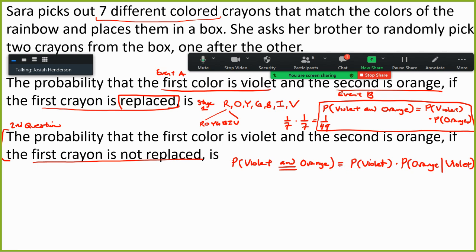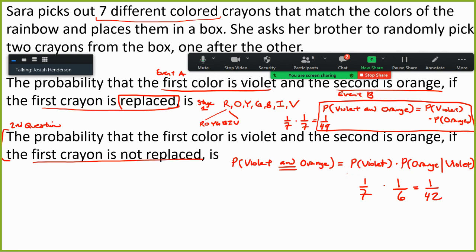So the probability of violet is still 1 out of 7 because there's 7 totals, 1 violet. Now, I want to get an orange. How many oranges are there? 1. But how many total crayons are there if I take the violet out? 6. So instead of 1 over 7 times 1 over 7, we end up with 1 over 7 times 1 over 6. Much different than last time. So that's 1 chance out of 42. 7 times 6.